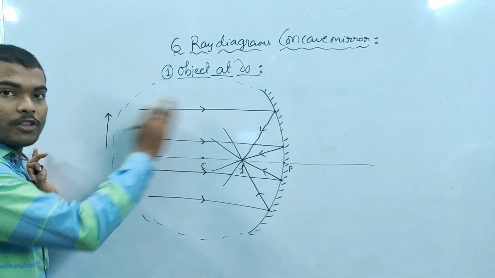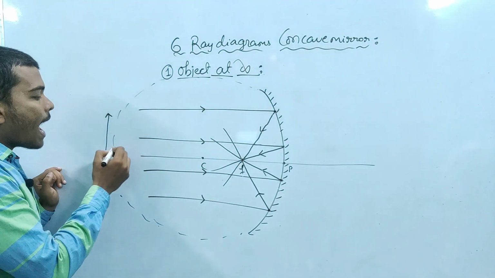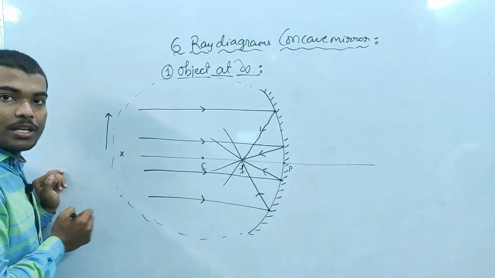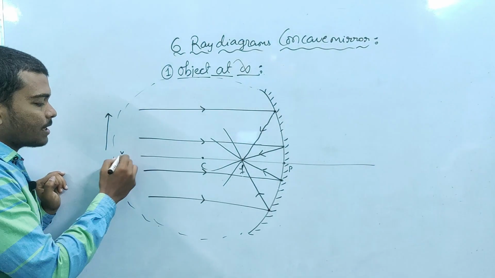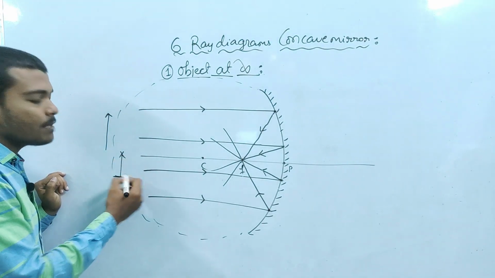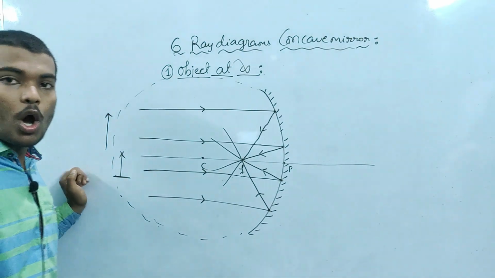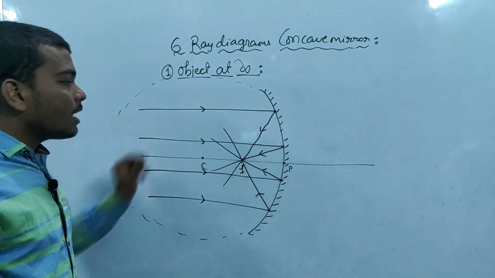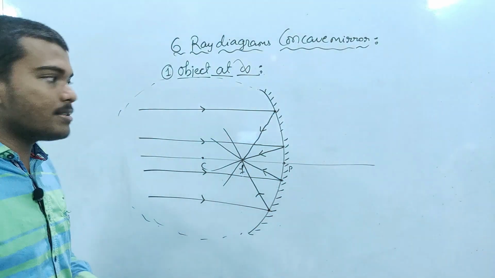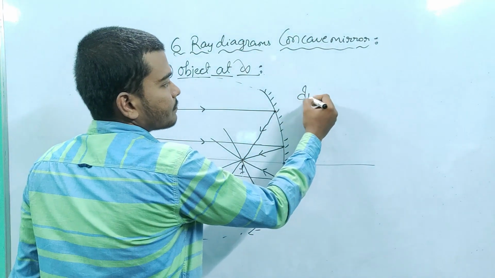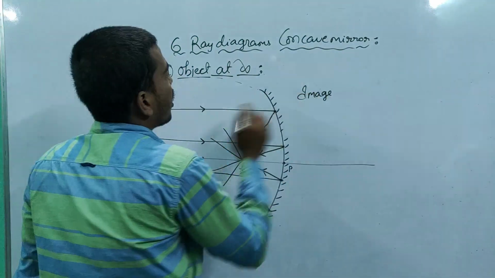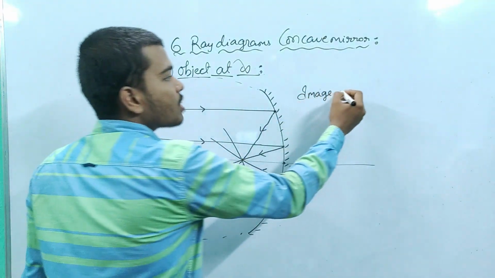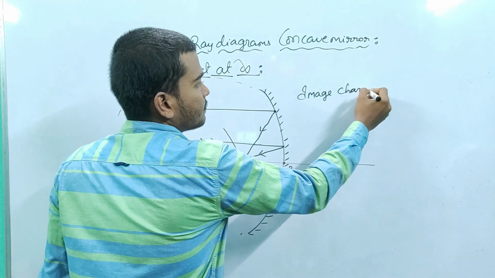This is not present for this one. This is an object, and whenever we get an intersection, that will be the tip of the object. And what will be the bottom? The principal axis will be the bottom of the object, or bottom of the image. Did you get? Now don't be confused. Let us first write down the image characteristic of this one. Write down. For every object position, we are going to draw some of the image characteristic.